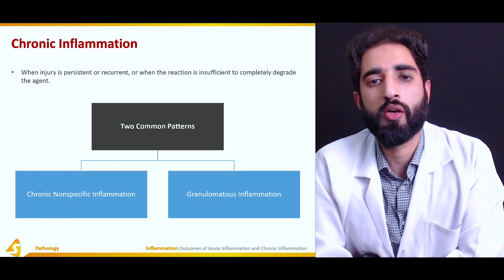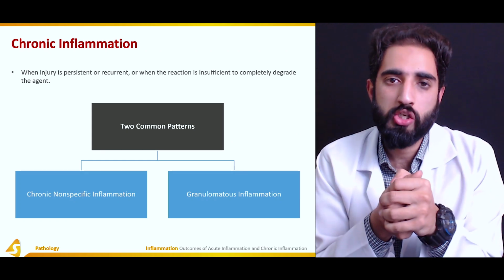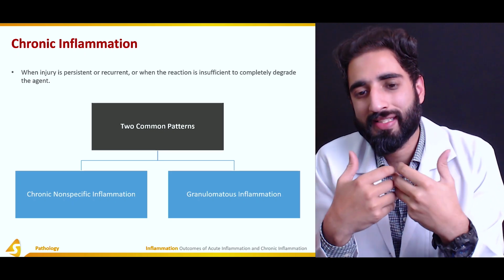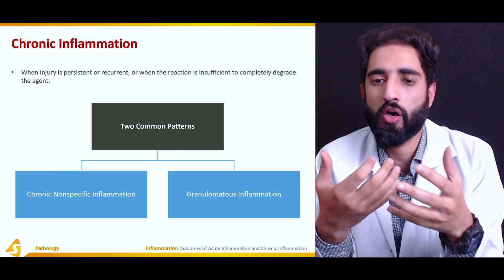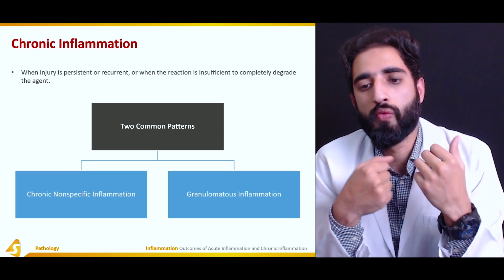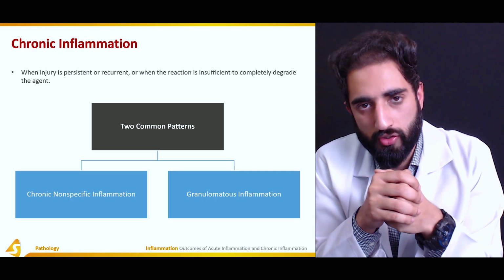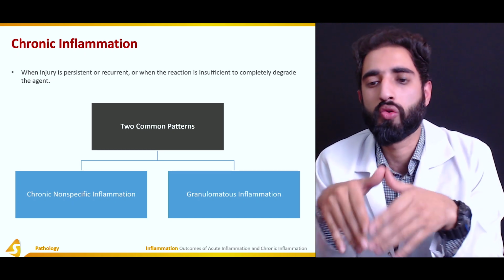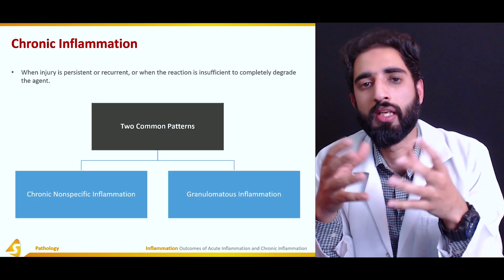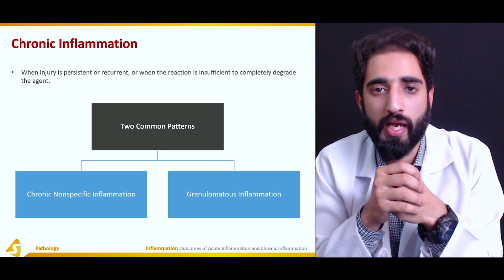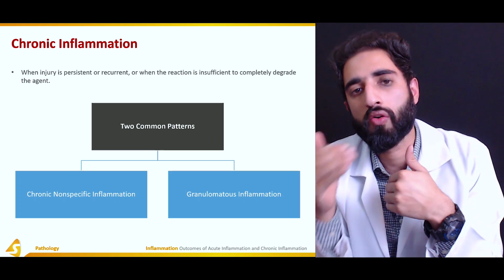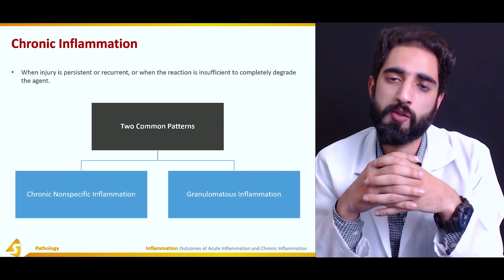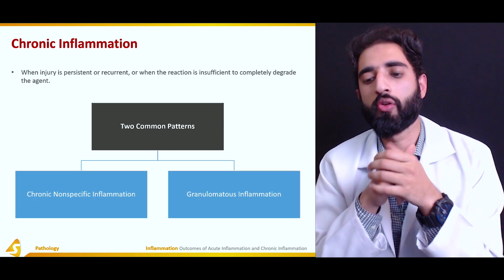Now let's come on to chronic inflammation. What is chronic inflammation? Chronic inflammation is the process in which the injury is persistent or recurrent or continuous and it is not being resolved, then the reaction is insufficient, and the process of acute inflammation is not able to sufficiently degrade the causative factor or agent such as a microbe, and that results in chronic inflammation. There are two common types of chronic inflammation. One is chronic non-specific inflammation, and one is granulomatous inflammation.